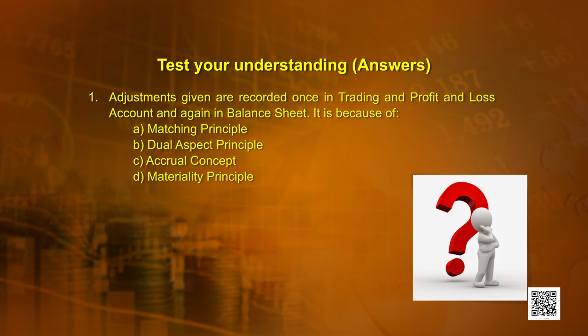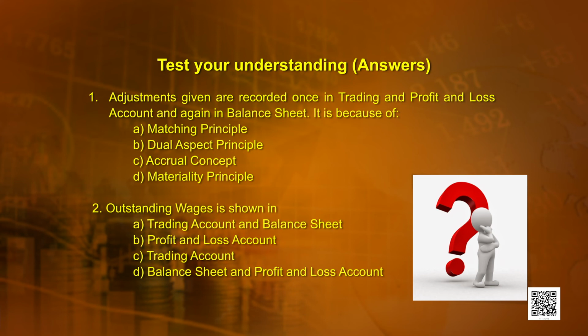Time to look at some multiple choice questions. Question number 1. Adjustments given are recorded once in trading and profit and loss account and again in the balance sheet. It is because of A. Matching principle, B. Dual aspect principle, C. Accrual concept, D. Materiality principle.